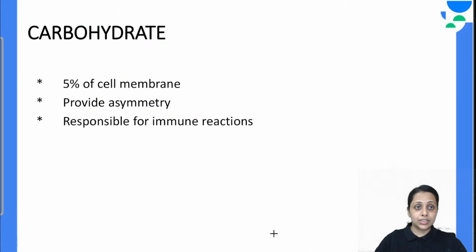So moving further to the carbohydrate, they are the minor component of our cell membrane. They are present 5% in our cell membrane and they provide membranal asymmetry and they are responsible for the immune reaction.